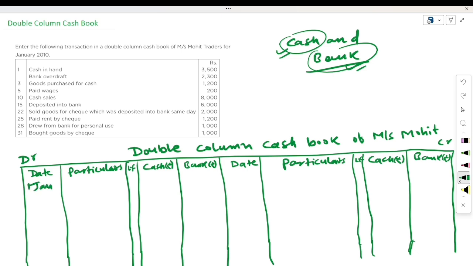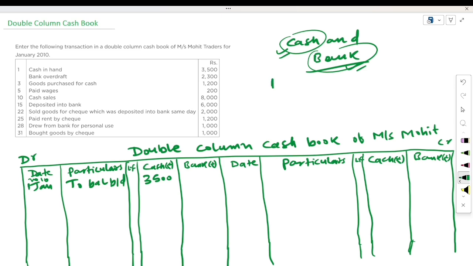1st January 2010 to balance b/d, how much? 3500 is the cash balance. Here the bank balance is given as an overdraft balance. Overdraft balance, it means it will be a liability.